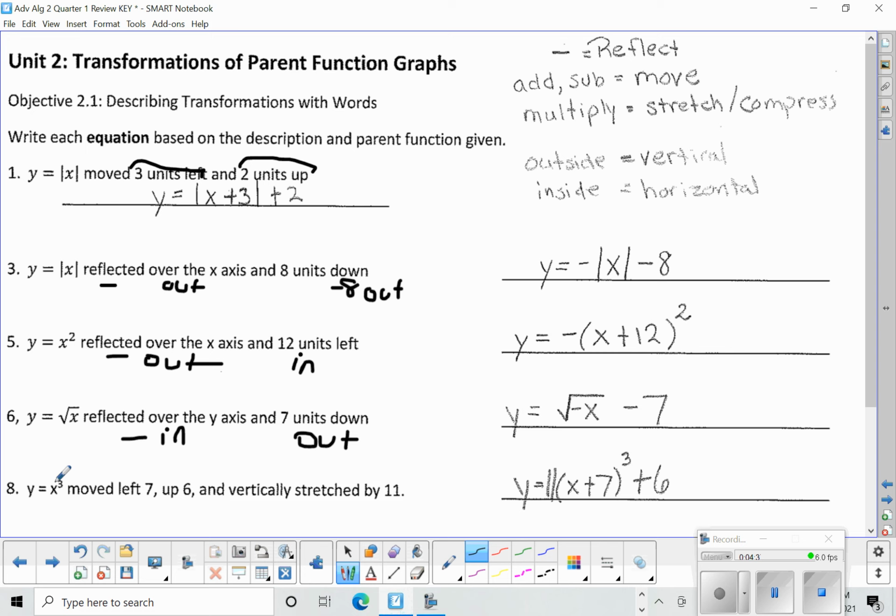Finally, I'm looking at a cubic. The exponent is 3. I'm going to move it left 7, up 6. So left is inside, up is outside. And then as soon as I see vertically, I know it's going to be on the outside, stretch it by 11. So y equals, here's my multiplication on the outside by 11. That's my stretch factor. The plus 7 is on the inside because I'm moving left 7. And then I'm up 6. Here's my plus 6.